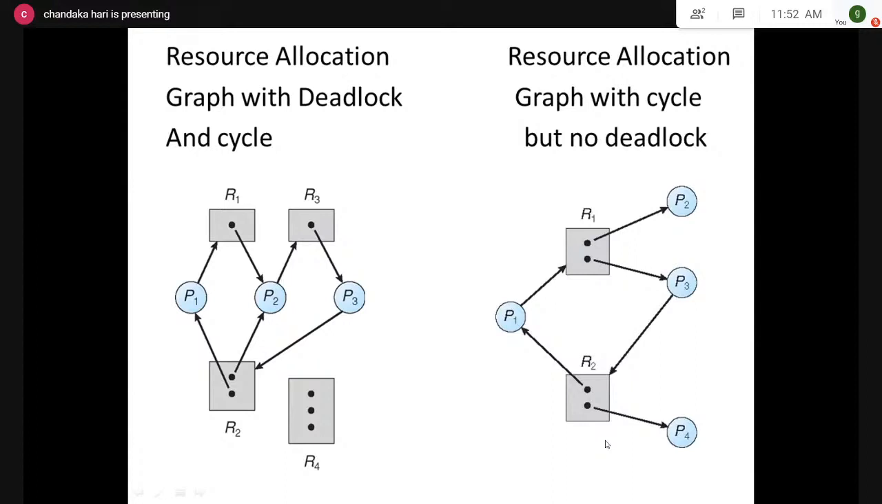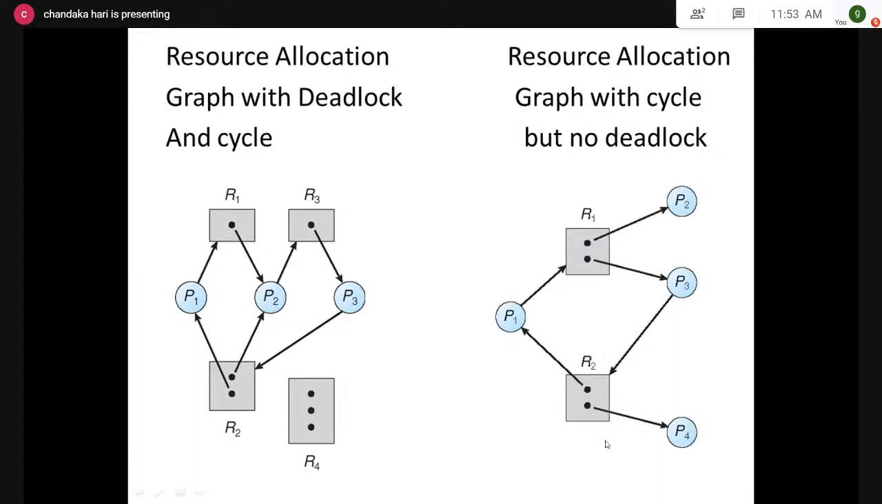Now you see that process P1 is in waiting state. Why? Because it is holding R2 and waiting for R1. Process P2 is holding R1, R2 and waiting for R3. Process P3 is holding R3 and waiting for R2. All of P1, P2, P3 are in waiting state. That is, all processes are in deadlock state.